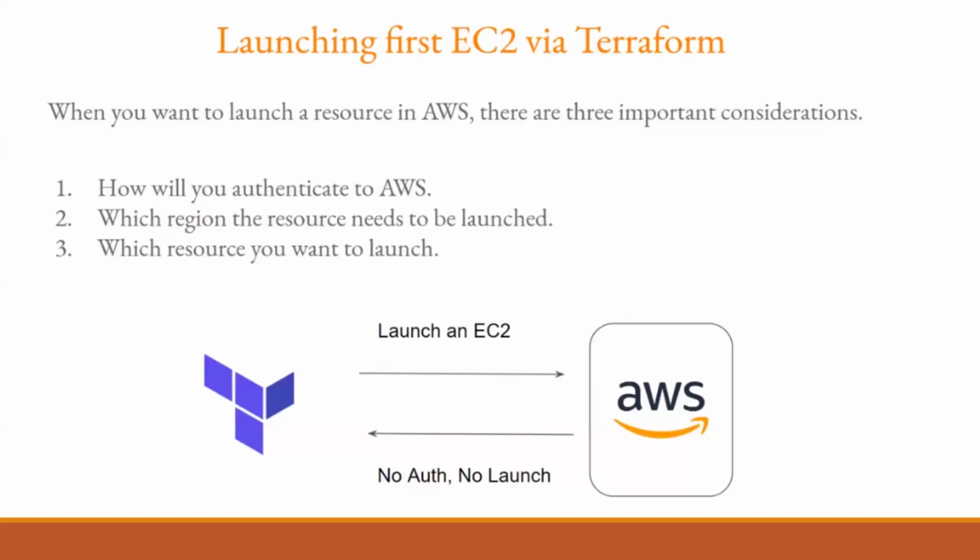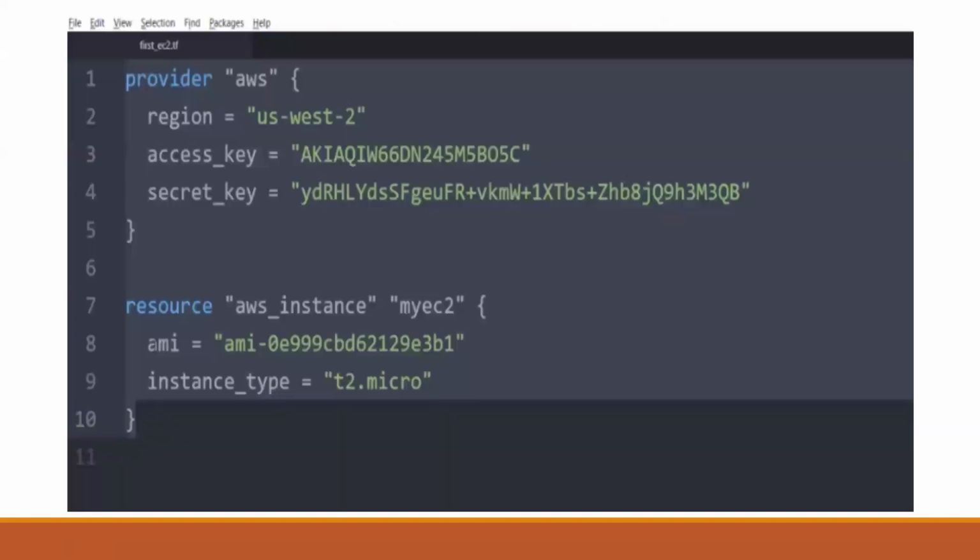Which region does the resource need to be launched in? Which resource do you want to launch? You want to launch the EC2 service, or the S3 service, or the IAM service. No auth, no launch. We need authentication. By using the secret key and access key, we can authenticate.